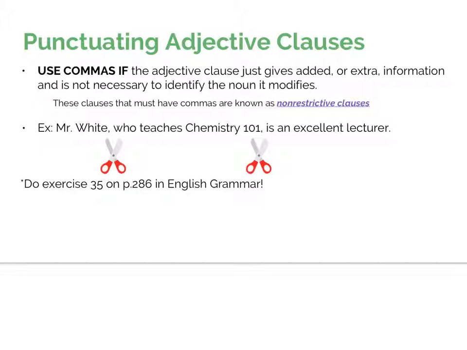The adjective clause who teaches Chemistry 101 is extra information. Since we know the teacher is Mr. White, this adjective clause is used to tell us what subject he teaches, which is not necessary to know who he is. Because it's extra information, it requires commas. Non-restrictive clauses can be removed from a sentence, and the sentence will still be able to identify the noun without its help. You have finished watching the Adjective Clauses Part 3 video.